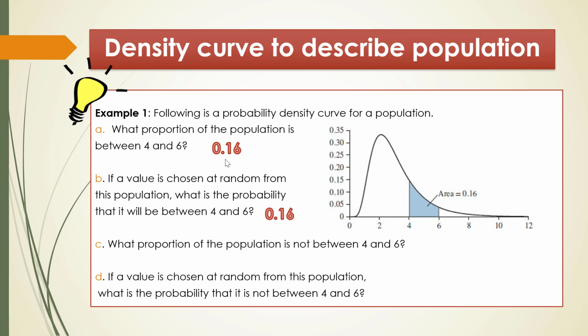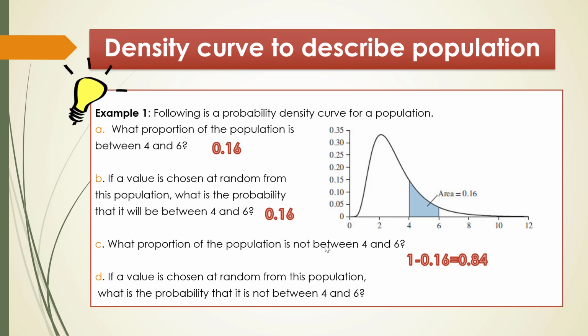Now we look at part C. What proportion of the population is not between 4 and 6? We see the keyword "not" here, showing that C is the complement event of A. In A, the proportion of the population between 4 and 6 is 0.16. So the proportion of the population not between 4 and 6 is 1 minus 0.16 using the complement rule. So the answer is 0.84. And 0.84 is also the answer for part D.